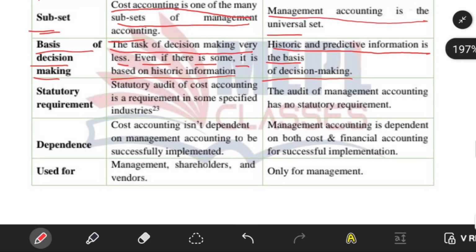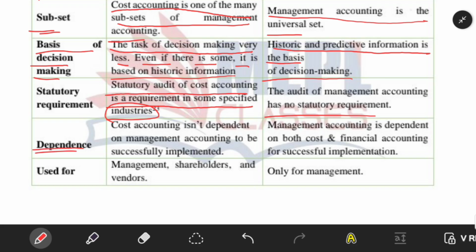Next is statutory requirement. Cost accounting may be legally required in some industries, for example, in manufacturing or regulated industries where cost audit is mandatory. A statutory audit of cost accounting is a requirement in some specified industries. Next, management accounting is not required by law and it is not compulsory. Okay, next is dependence.